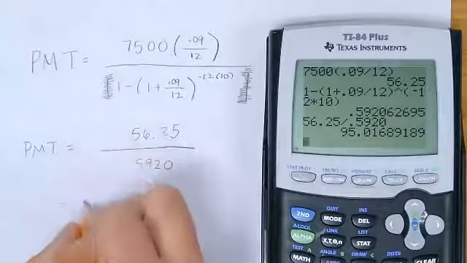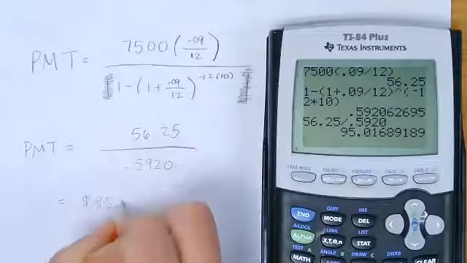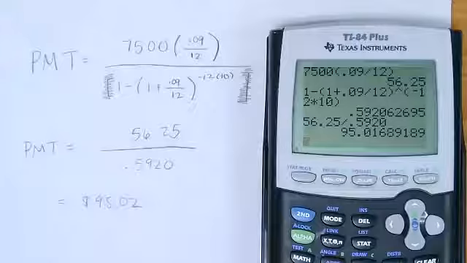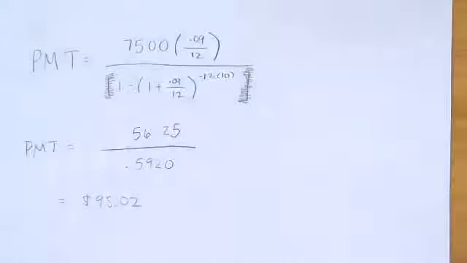So this is going to be $95.02. Now, if you're off by just a little bit, that's absolutely no big deal. All right, I will use the new calculator on the next problem.